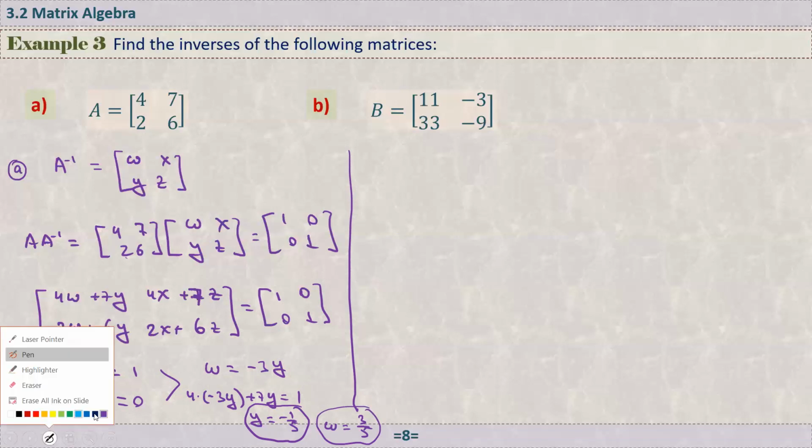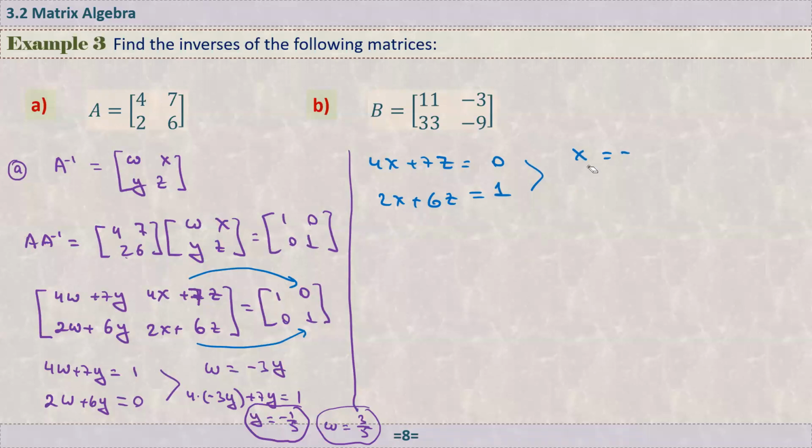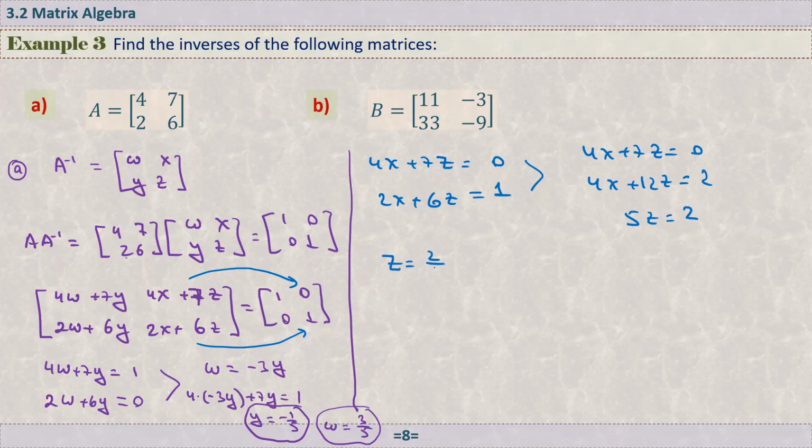And the second one, here we have 4X plus 7Z. On the right hand side, we have 0 because this corresponds to this entry. So here we have 2X plus 6Z, that's equal to 1. Again, I can just simplify this. Multiply the second one by 2: 4X plus 7Z is equal to 0, and 4X plus 12Z is equal to 2. If you subtract the first equation from the second one, 4X minus 4X is 0, 12 minus 7 is 5, so 5Z equals 2. So Z equals 2 over 5.